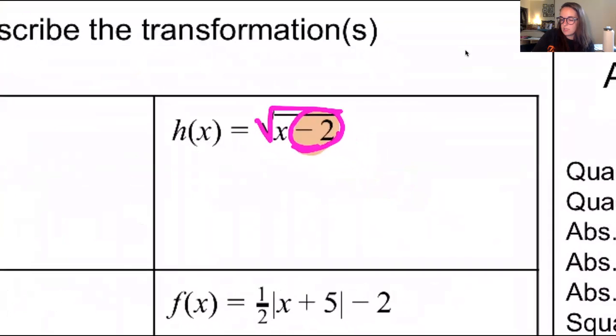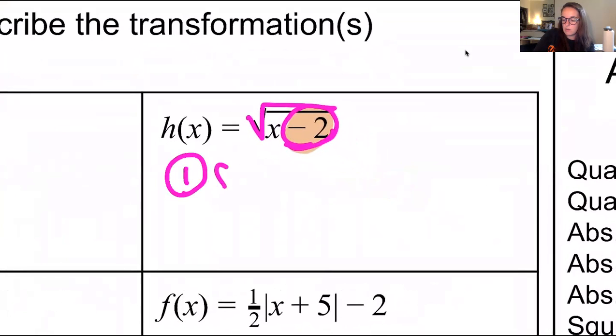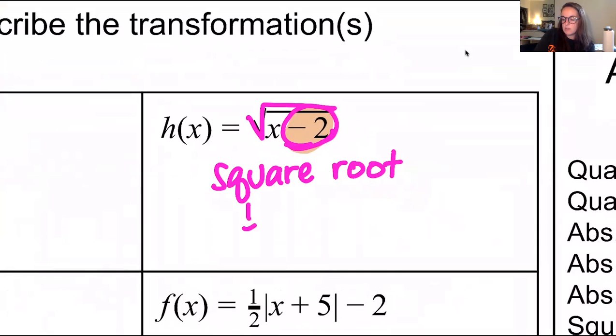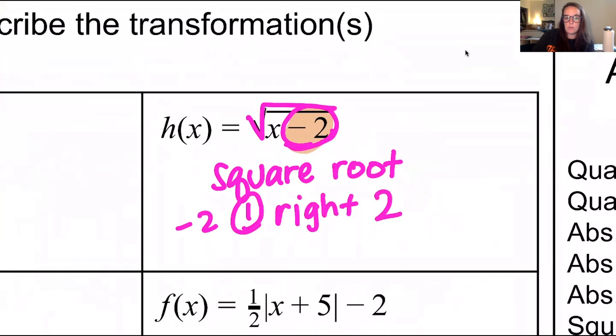So in this case, I'd say, okay, I started with the square root graph. And my transformation, it says -2. The negative direction is the left, but I want to move to the right because it's the opposite. So this would be right 2. So we move it to the right 2. Okay.